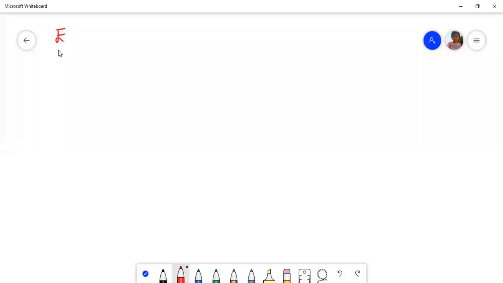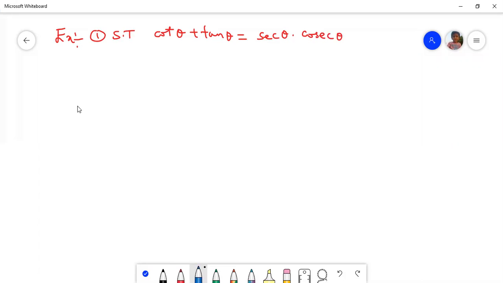Let us discuss problems on identities. The problem is the example problem. Show that cot theta plus tan theta equal to secant theta into cosecant theta. Here the solution is, just we can take the LHS.